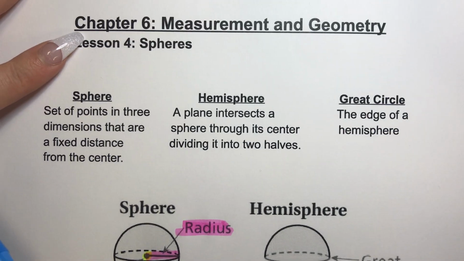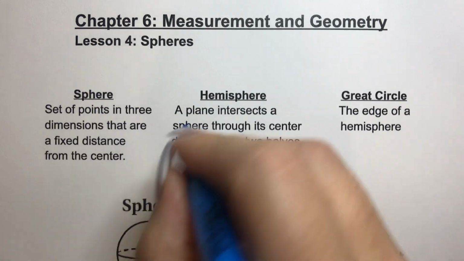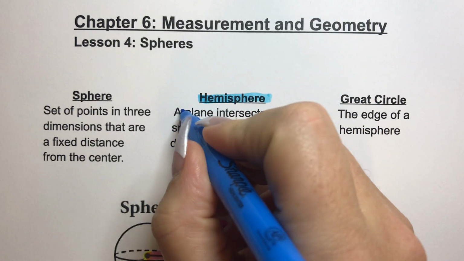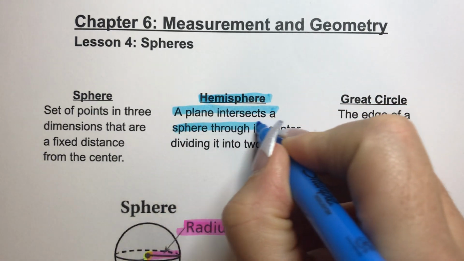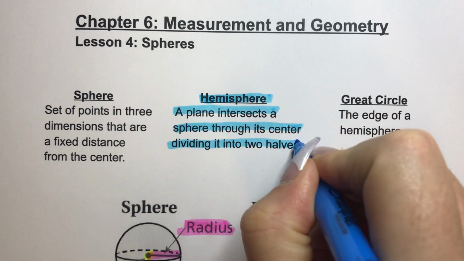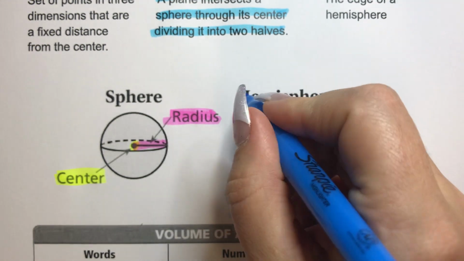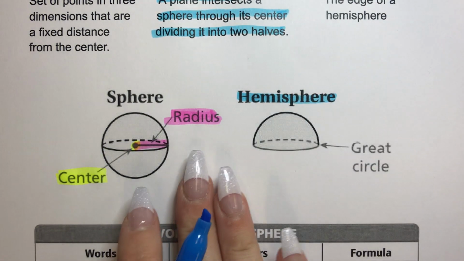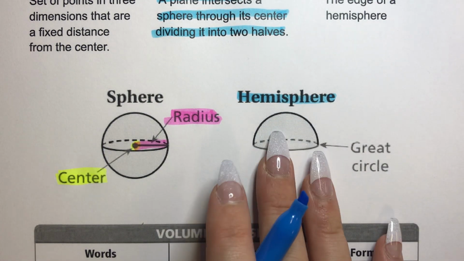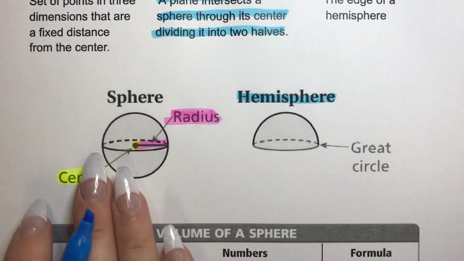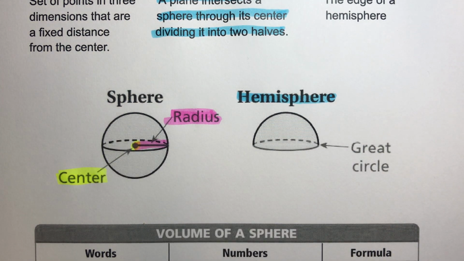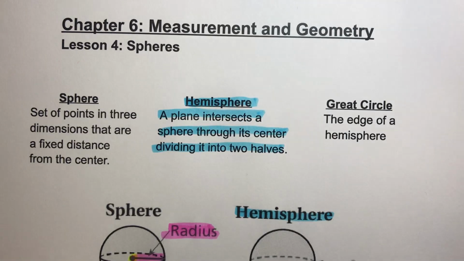A hemisphere. A hemisphere is when a plane intersects a sphere through the center, dividing it into two halves. So this here is a hemisphere. And you can see it's almost like it just got cut right in half. The sphere got cut in half, leaving us with a hemisphere.